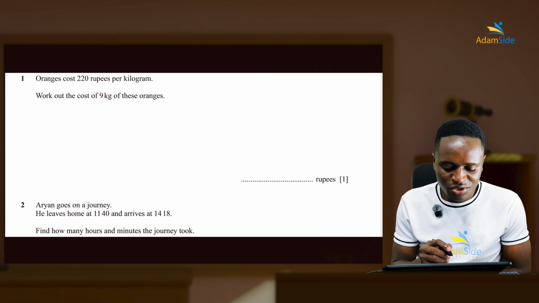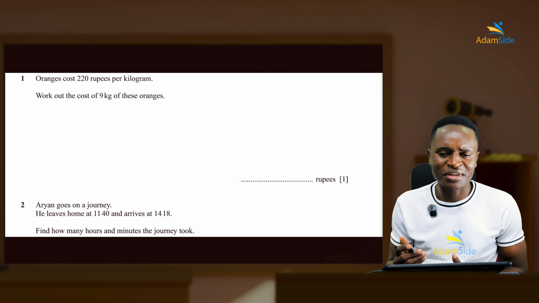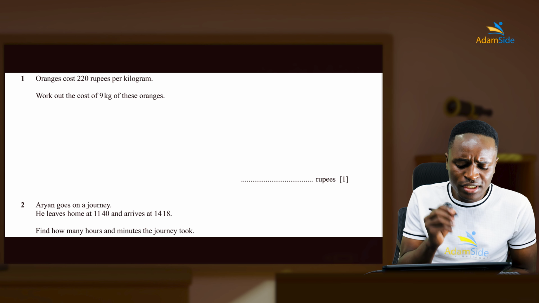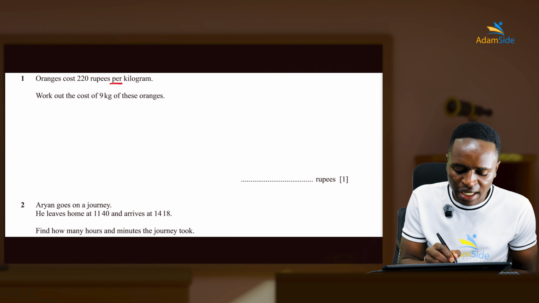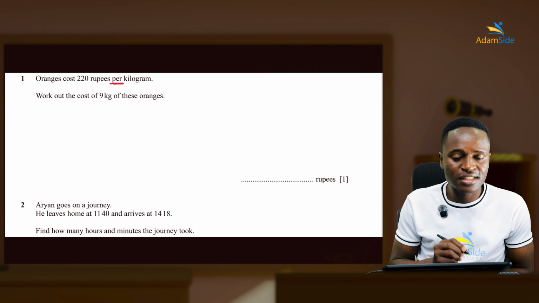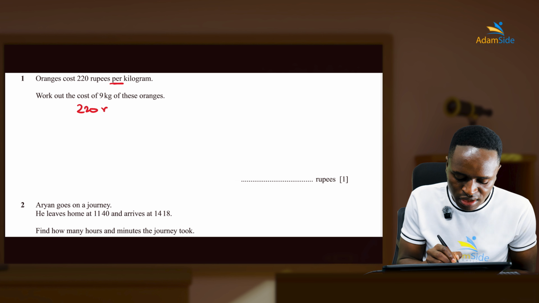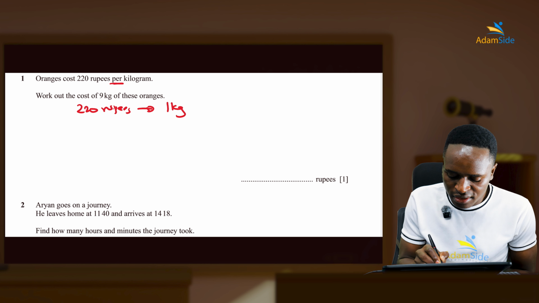Oranges cost 220 rupees per kilogram. Work out the cost of 9 kg of these oranges. That's easy. So what should a candidate understand? If you understand this, the majority of the students fail in this question. It says oranges cost 220 rupees per kilogram, so it means 220 rupees for every 1 kg.